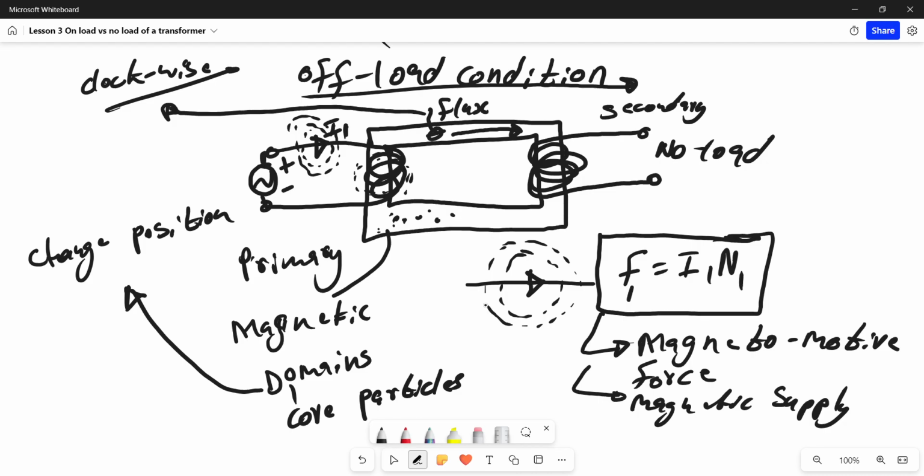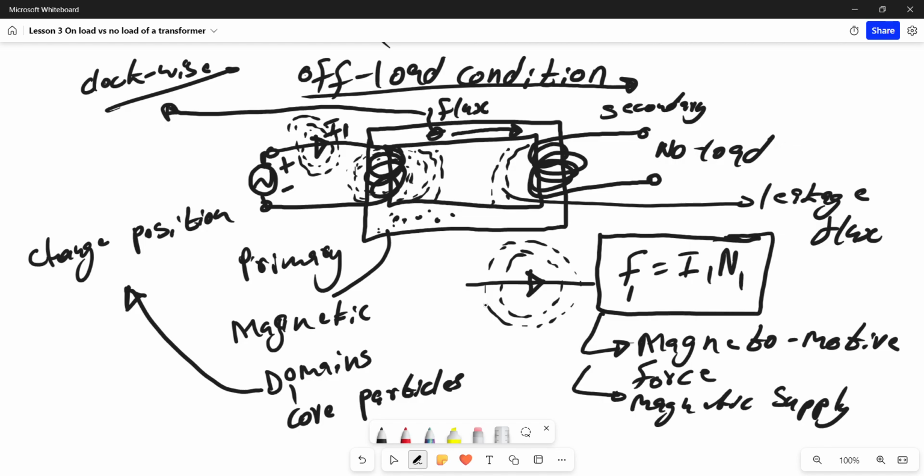So when the flux flows inside the core, the field around the winding becomes stronger, and not all of the flux goes inside the core. Some of the flux is lost, so it moves that way. We call it leakage flux because it is leaking. So not all of the flux goes inside the core.